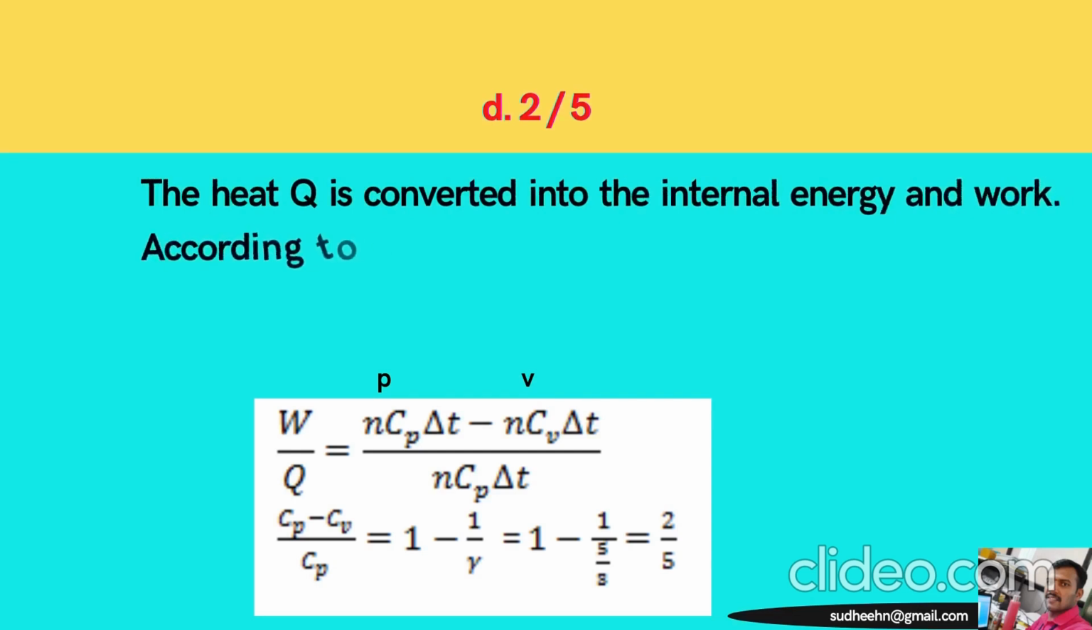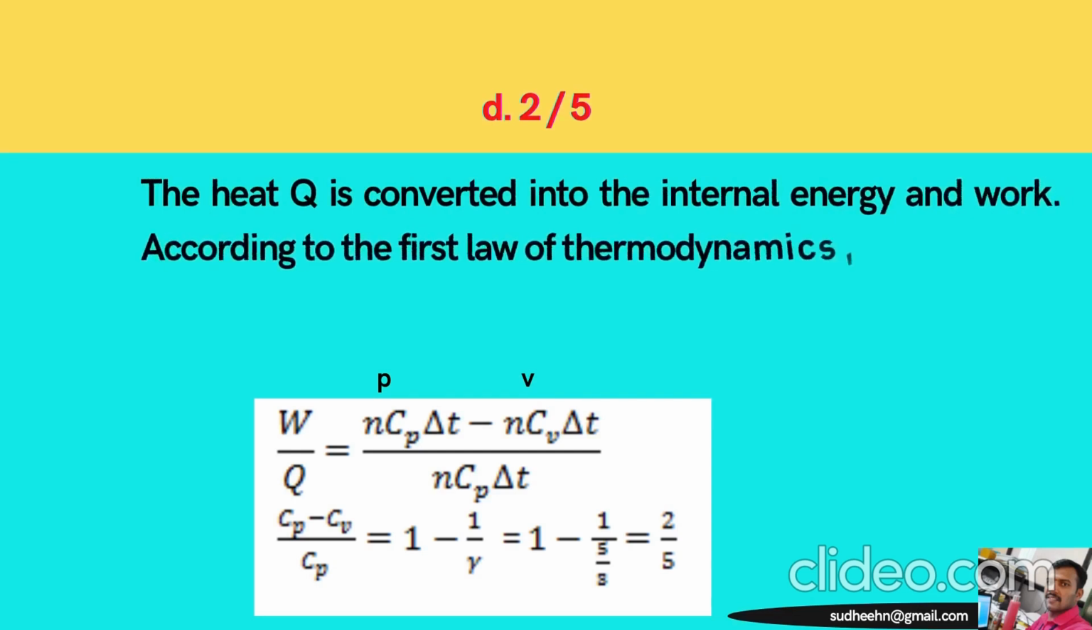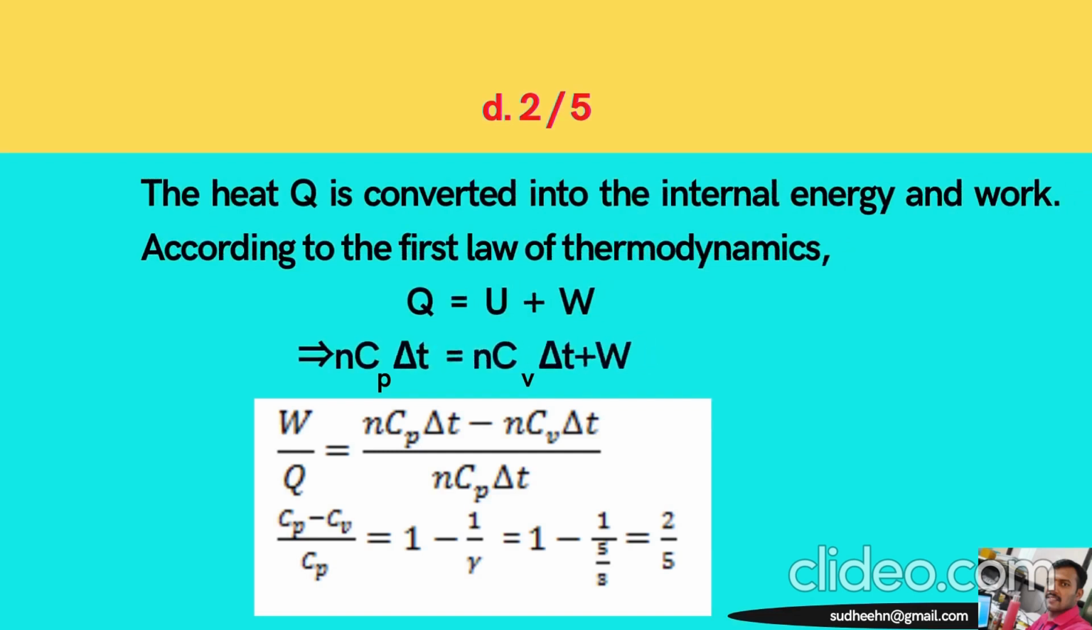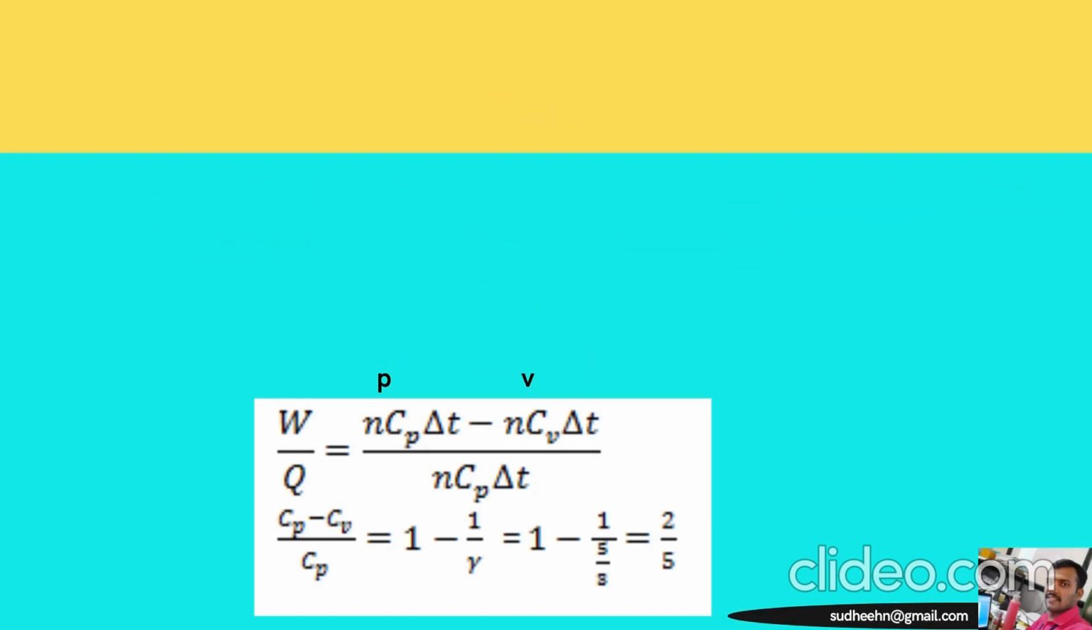That is by using the first law of thermodynamics, the heat converted into internal energy and work, that is Q is equal to U plus W. By replacing Q, U and W in terms of n Cp and n Cv, we get the relation (Cp minus Cv) divided by Cp, that is equal to 1 minus 1 divided by gamma. By substituting the value of gamma, we get the value as 2 by 5.